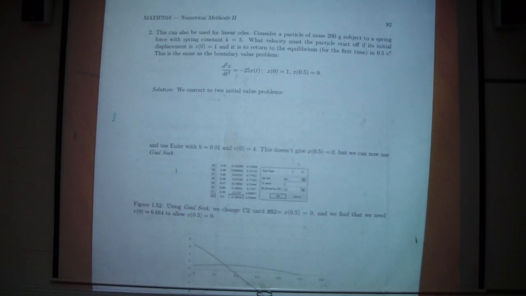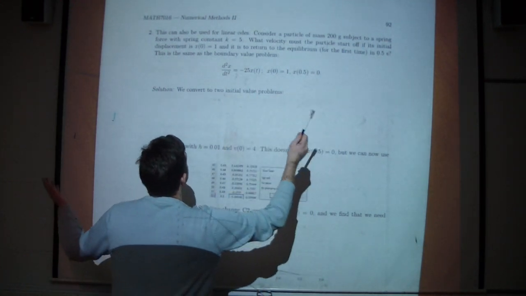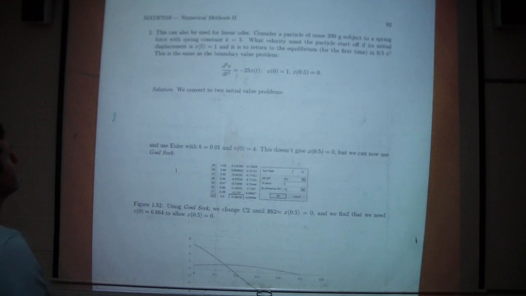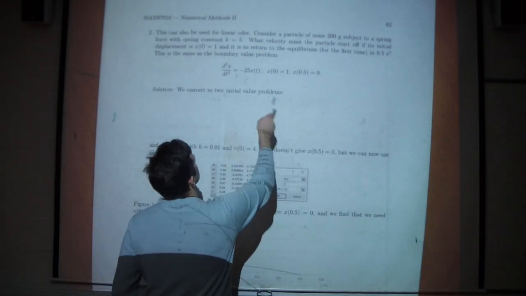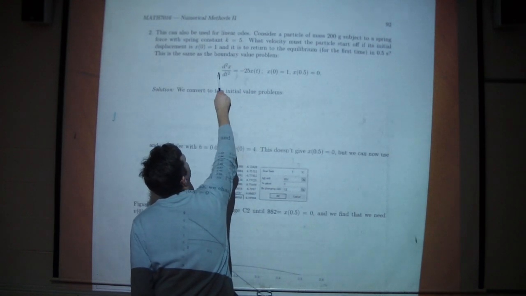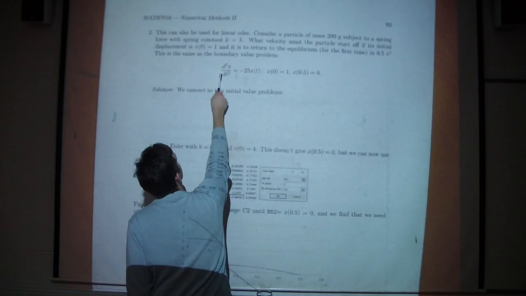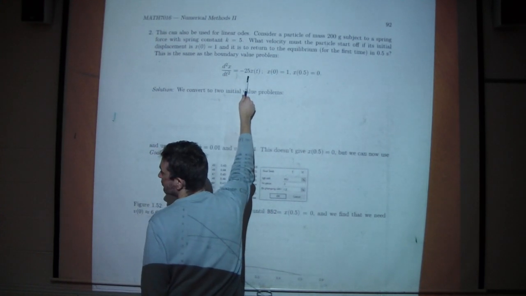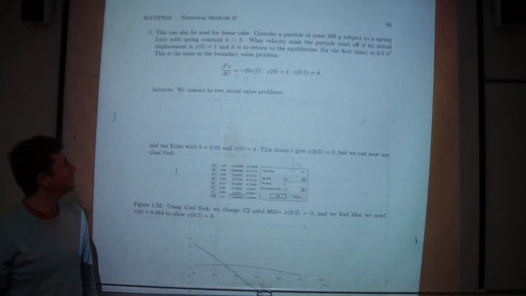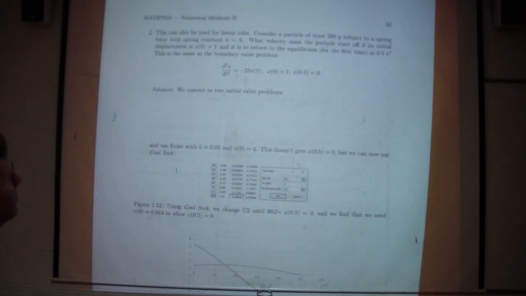Okay, so this can also be used for linear ODEs, and this is linear because this isn't a power of x. So consider a particle of mass 200 grams subject to a spring force with a spring constant of 5. This explains where the 25 comes from. Ma equals minus 5x, and the m is 0.2. Divide both sides by 0.2, or multiply both sides by 5 to kill that. And then the 5 divided by 0.2 will give you 25. What velocity must the particle have... okay, this is weird, this is actually a design problem.